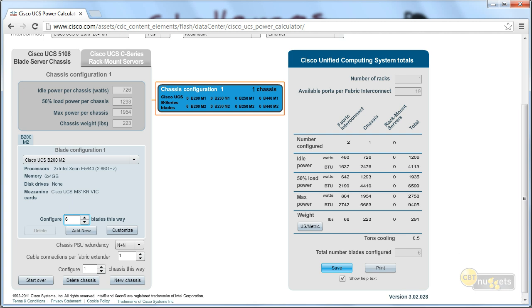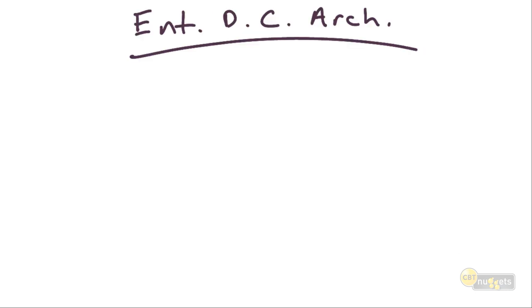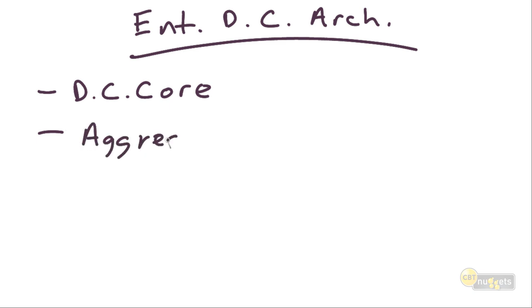Now here's something really interesting about the Cisco Enterprise Data Center architecture. You already know it. Yeah, you really do. There's going to be a data center core layer typically. There's going to be a data center aggregation layer. And then there's going to be a data center access layer. Notice that many times the aggregation layer can be collapsed right into that core layer.